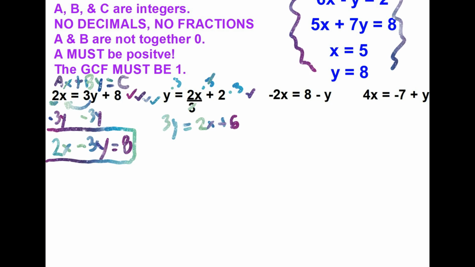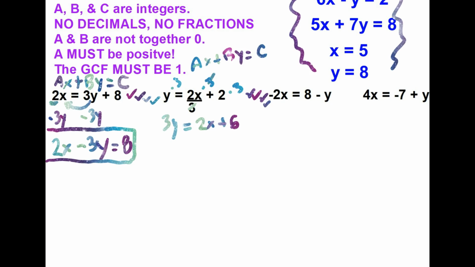A and B are not zero together, because we'd be missing something. A must be positive. Is A positive? Yes, A is positive. And then the greatest common factor between 3, 2, and 6 is 1, the only number that will go into all of those numbers evenly. The only issue is that it is not in ax plus by equals c form.